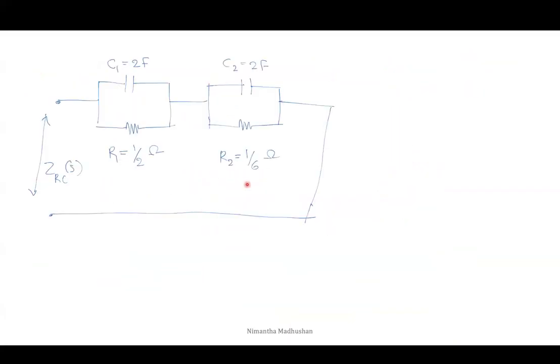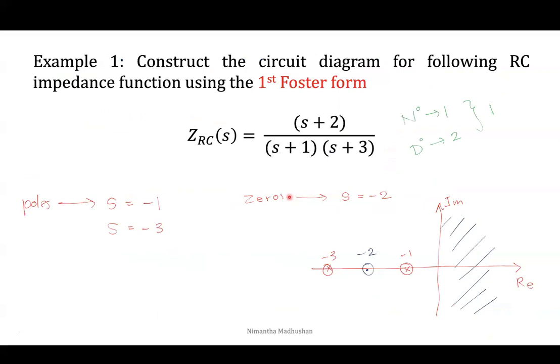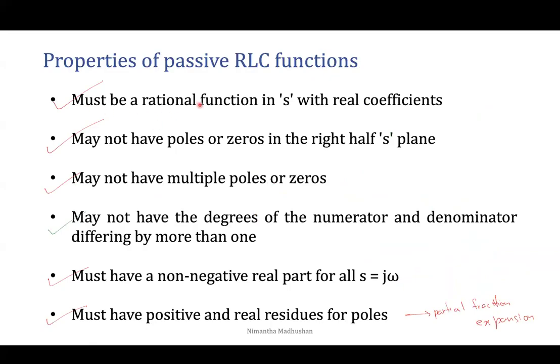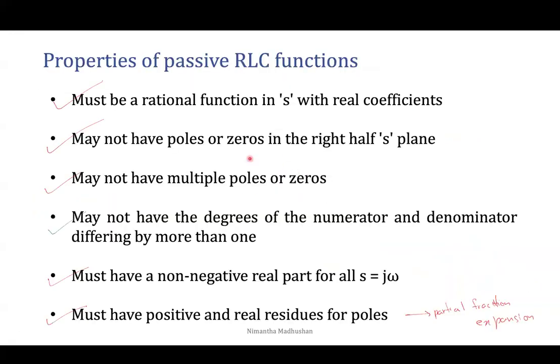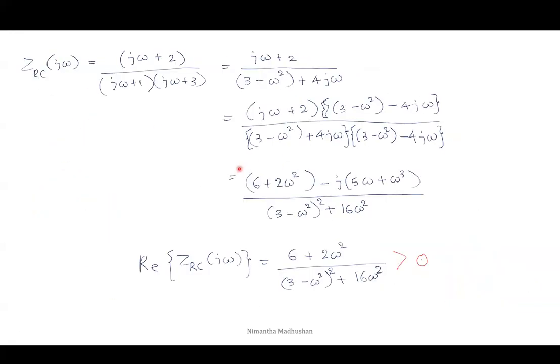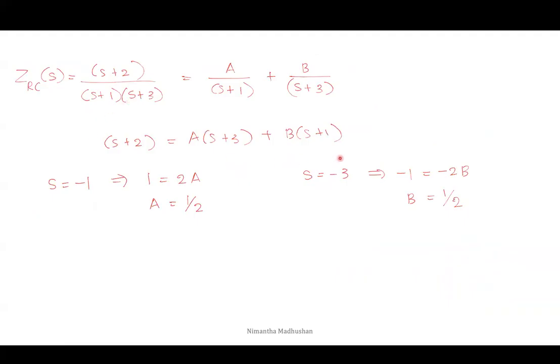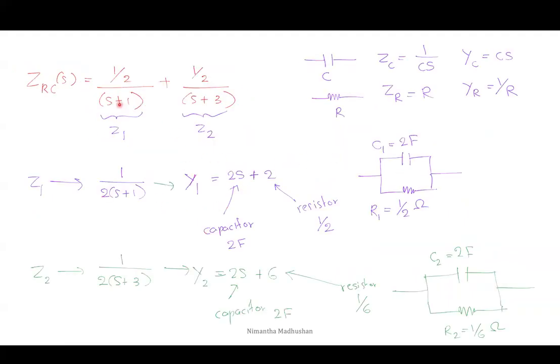This is the process for how to construct the RC network for this function. First, we have to check that the general properties are satisfied for the given impedance or admittance function. Then we have to do the partial fraction expansion, and then we have to find a single element for every small impedance value, and these are the values.